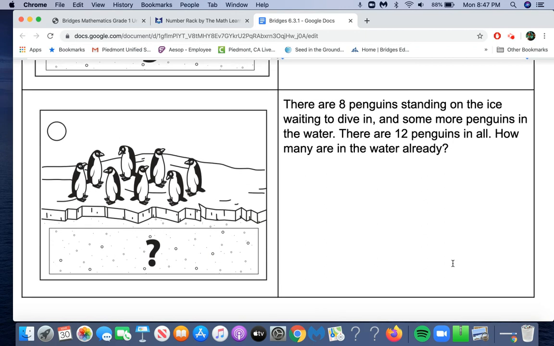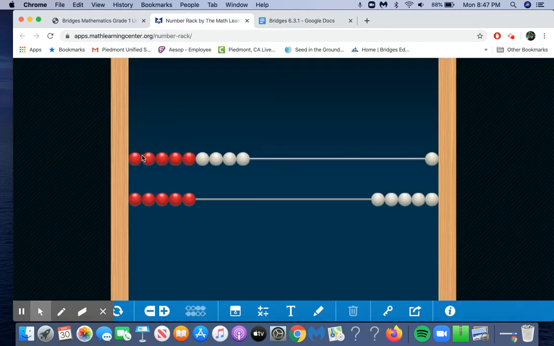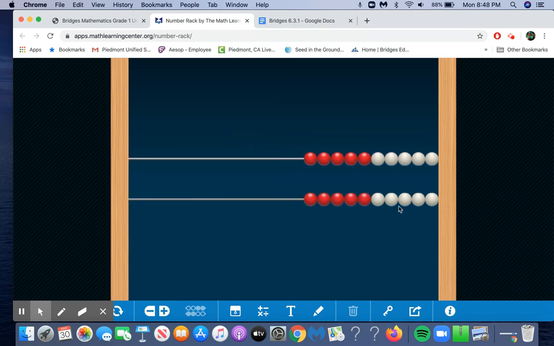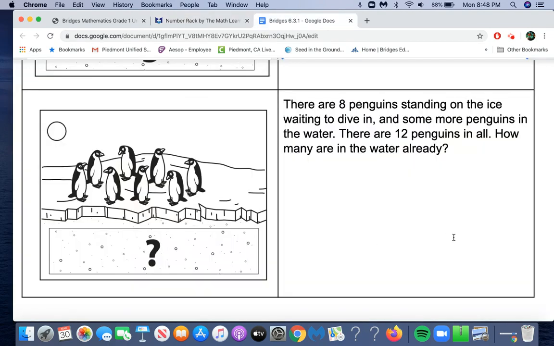Here it says there are 8 penguins. Let me first clear this out. So when we start with the next problem, we have the beads in the start position. Okay, there are 8 penguins standing on the ice waiting to dive in. Okay, so let's just double check it's 8. 2, 4, 6, 8. Yep, 8.